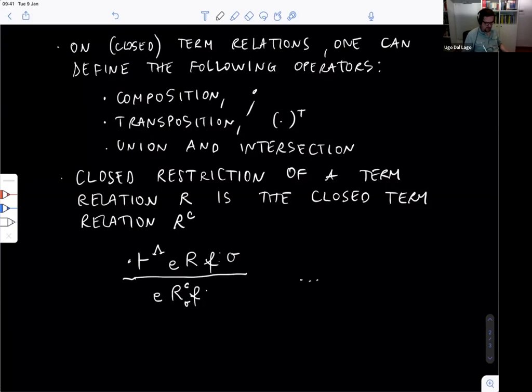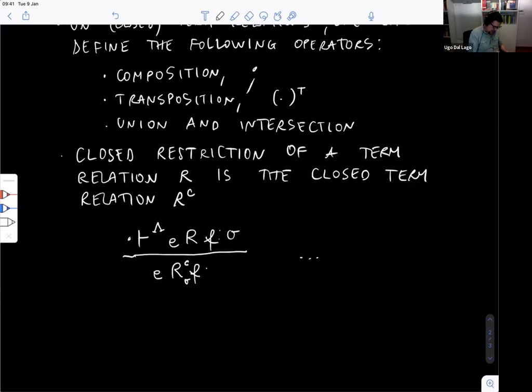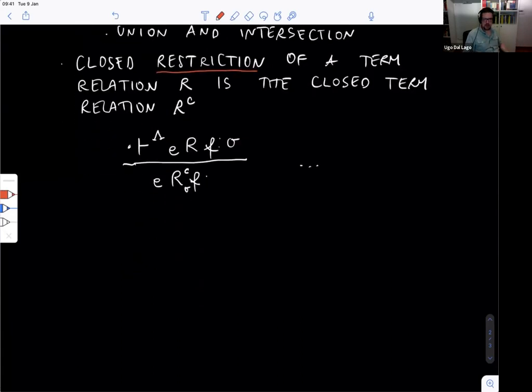And the same thing about values. You do exactly the same thing. So this is like a restriction, a way to go from one big thing, a term relation, to a closed term relation. So a relation which just considers those terms. Right? So whenever two terms are in relation with respect to a non-empty environment, just forget that.